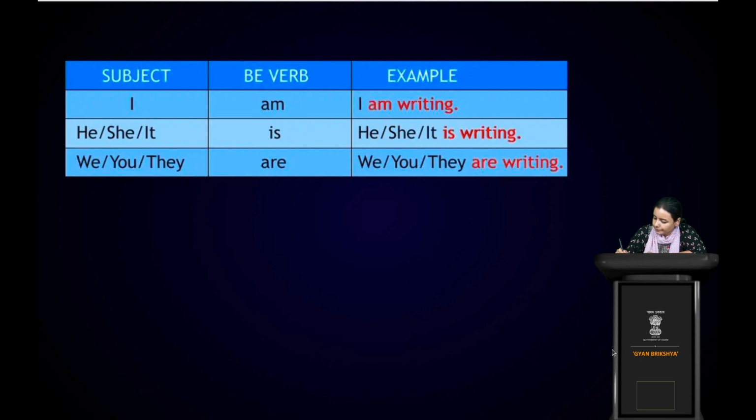Okay, clear? Let's move to the next topic. Okay, here what do you see? Study the table. We have to study this particular table.